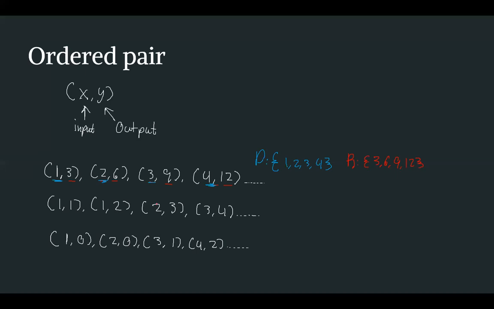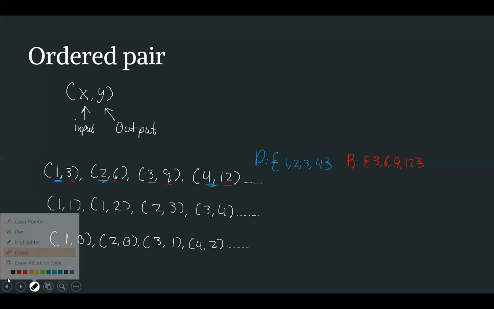What did you notice here? From the domain of this relation, there are no repeated numbers. The same thing applies to the range. Each of the elements here does not have the same number; they're unique: 1, 2, 3, 4 and 3, 6, 9, 12. That's it for the first example.